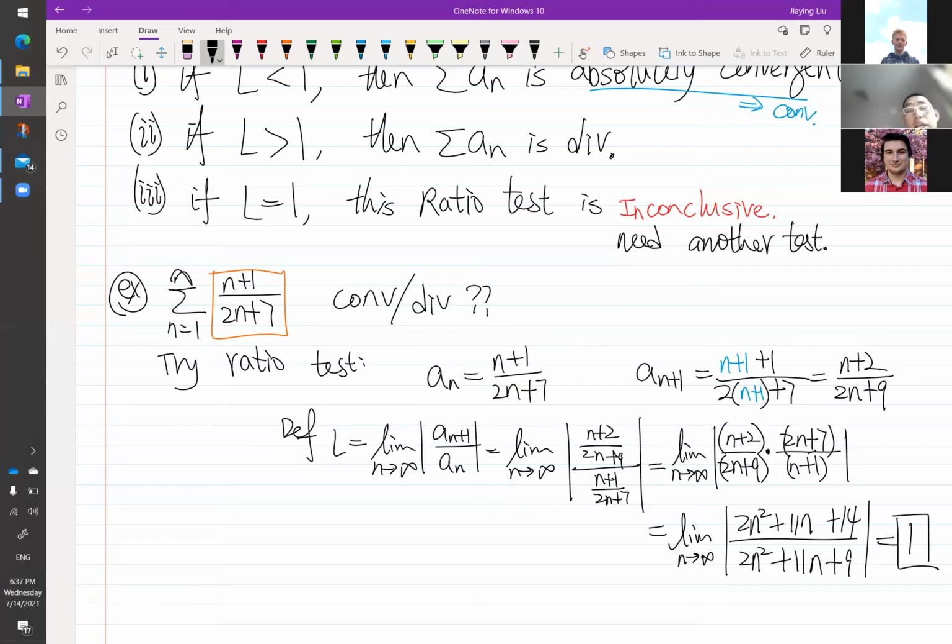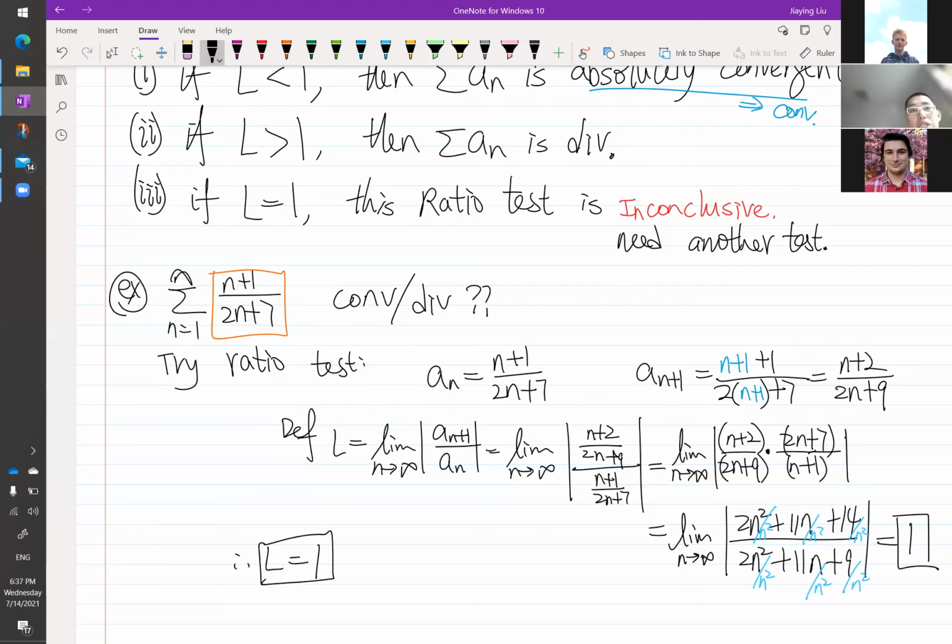So it is 1 at the end, because if you're not sure, we just divide by n squared in the numerator and denominator. When we do that, as n goes to infinity, the 11n term, the 14, the 9, they all go to 0. And the leading term, you have 2 over 2, which is 1, right? So here we found L to be 1. Therefore, L equals 1.